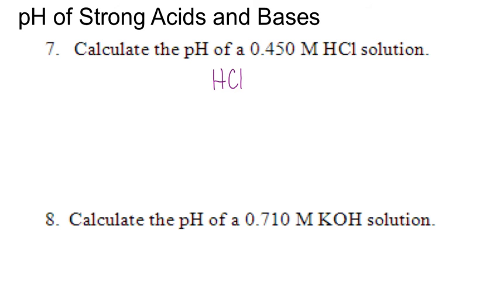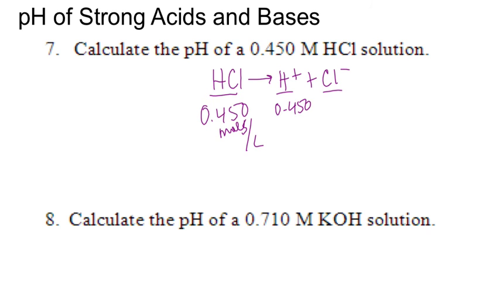HCl is a strong acid, and it dissociates to those two things. Do we agree? Because it's strong, for every one of these, we get one of each of those. So if I have 0.450 moles per liter of this, doesn't that mean I have 0.450 moles of this per liter? And doesn't it mean I have 0.450 moles of this per liter?